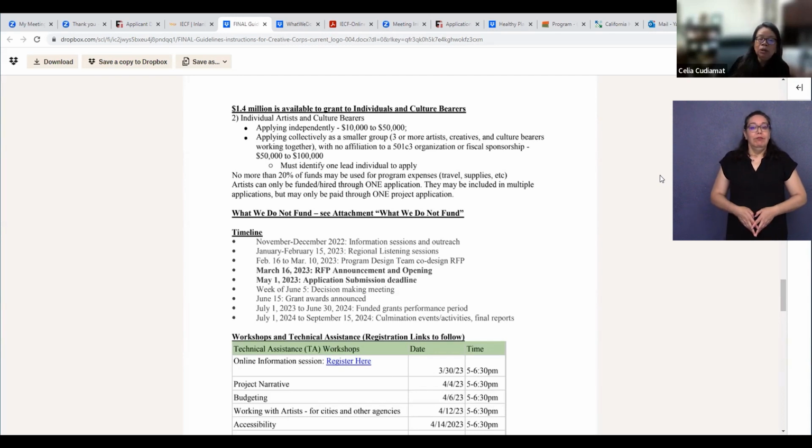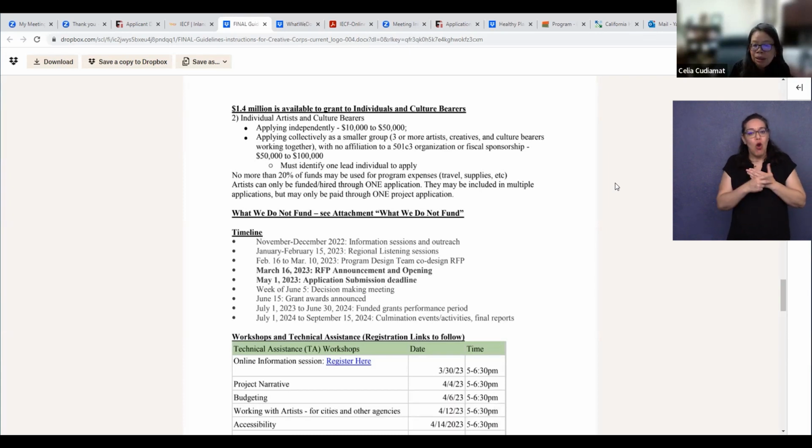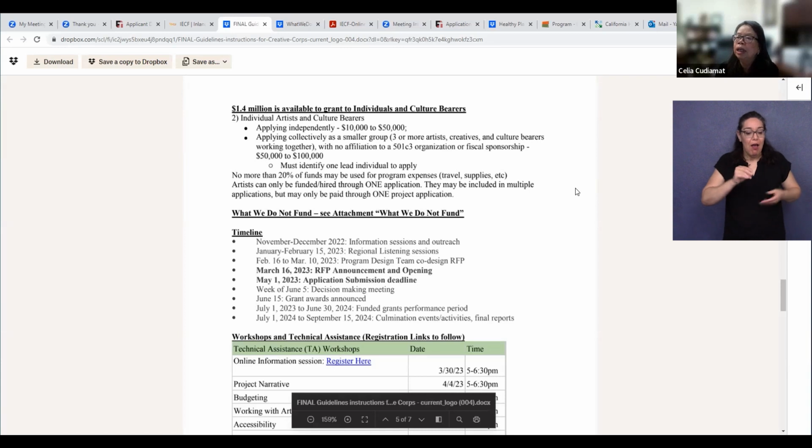Okay, so what we do not fund, this is a document coming from the California Arts Council. These are just limitations in terms of that 20% for the program expenses and overhead and admin that is not allowable as far as using your funds. Irene, you have a question?